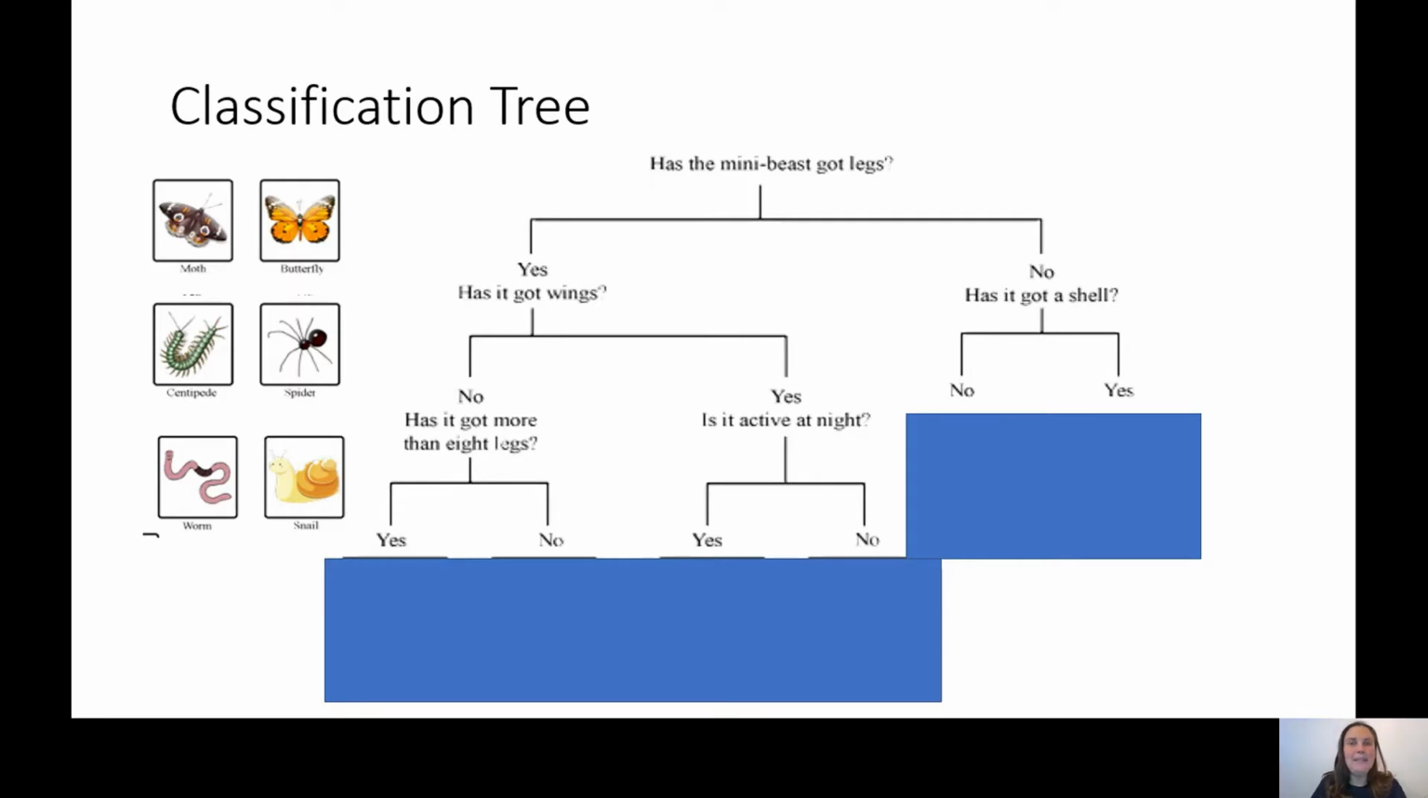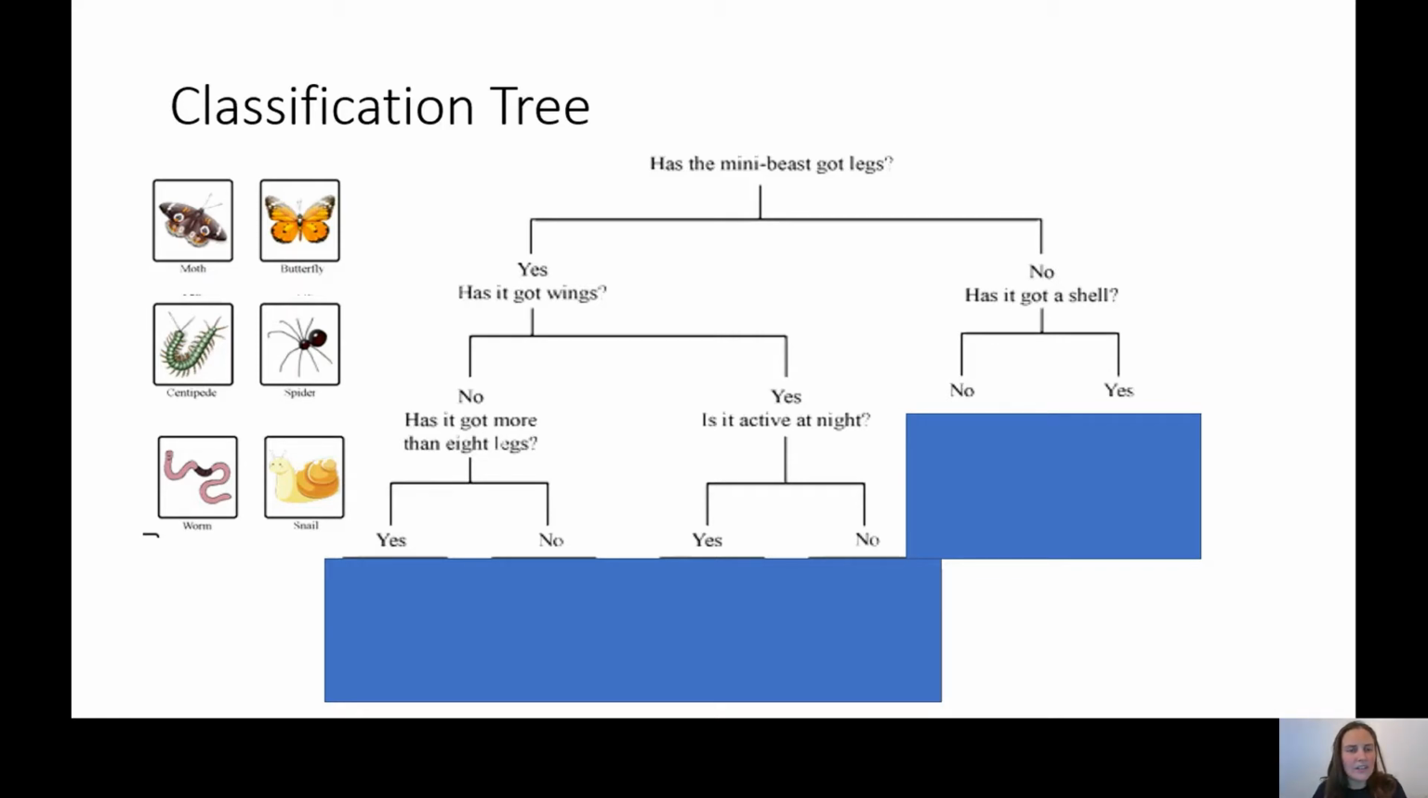This is all about mini beasts, so all the little creatures that you can find outside in the garden or in the park. The first question says, has the mini beast got legs? Now we're looking at sorting these 6 animals out. So as you can see, we've got a centipede and a spider has legs, and also a moth and a butterfly has legs. So let's follow it down the yes column. So we've got 4 animals with legs. I'm going to just stick with the yes for now.